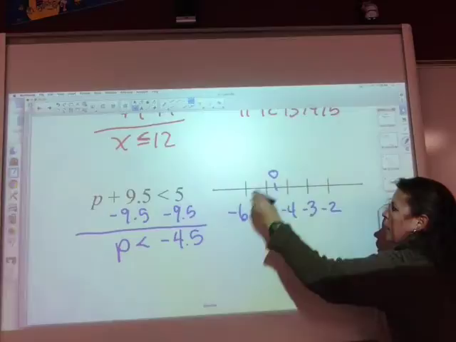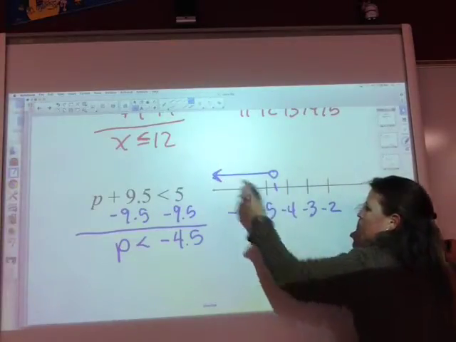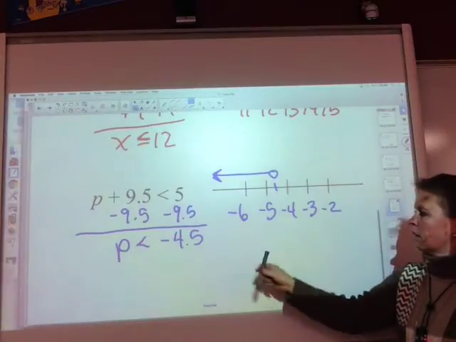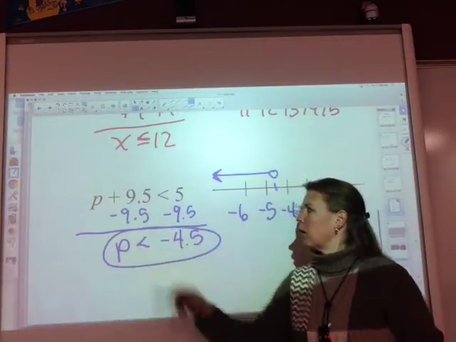Open circle, arrow goes to the left. Check and see if that's what you had when you paused the video. If not, change it, fix it. Put a note by it and recognize what you did wrong.